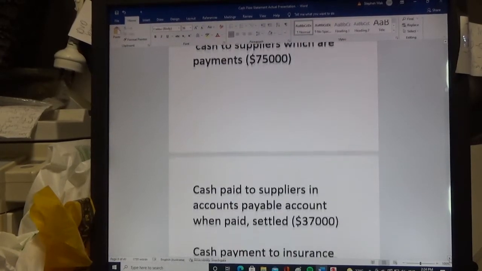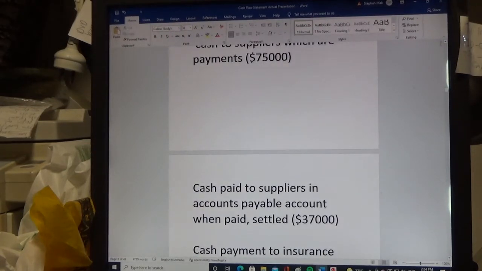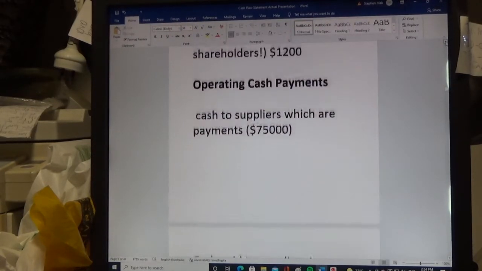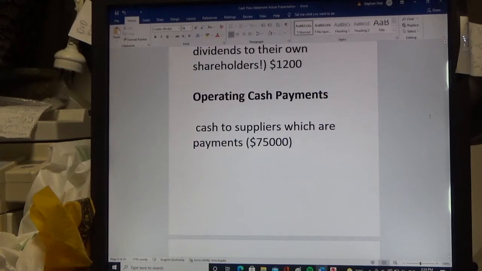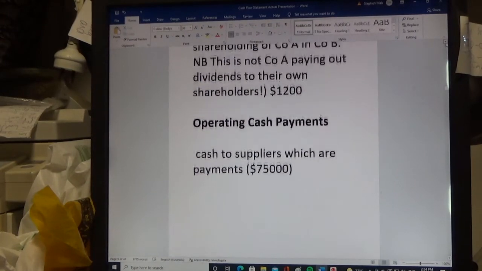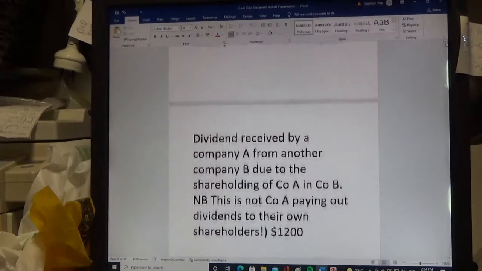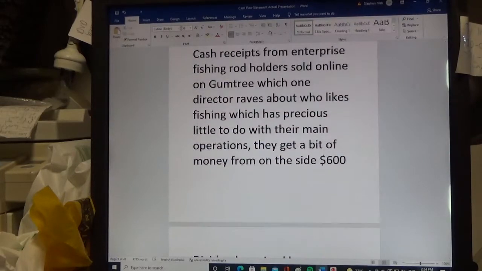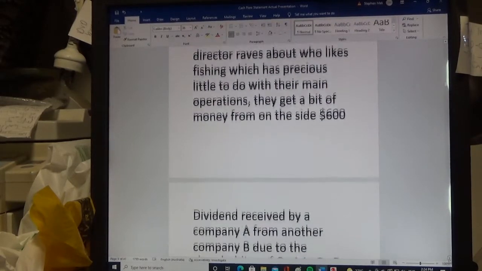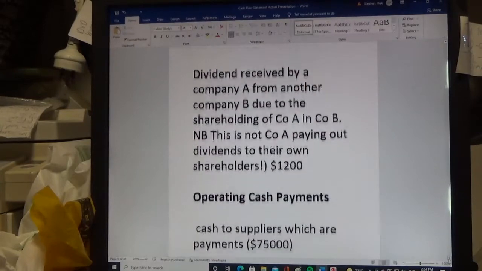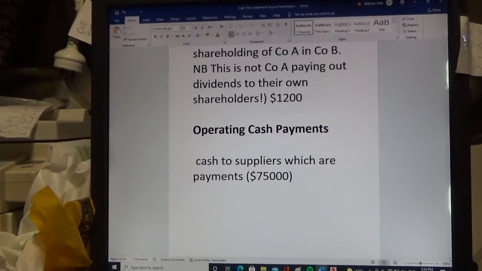Cash to suppliers, and now we're on to operating cash payments, another category. So we've come from cash receipts, all the listings, and now cash payments. You're not supposed to write cash payments and cash receipts as a subtitle, but I put this in to help you, because you might be new to cash flow statements. So operating cash flow payments rather.